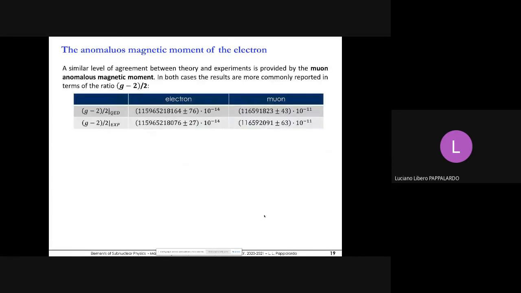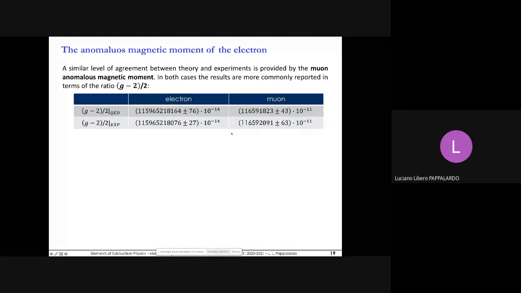A similar level of agreement between theory and experiment is provided by the muon anomalous magnetic moment. And in both cases, the results are more commonly reported as the ratio g minus 2 divided by 2. So this is the g minus 2 divided by 2 value expected from QED for the electron and the muon, and this is the corresponding experimental value. For the electron, we just saw that the two are amazingly similar. At lower precision, we also have a very good agreement for the muons.